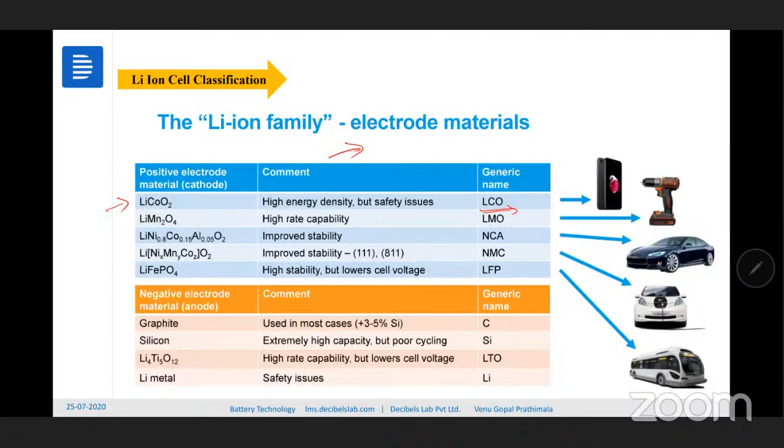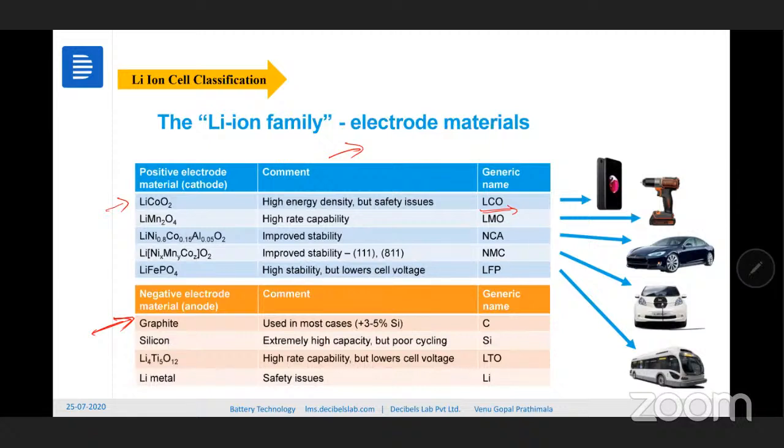Coming to the anode materials, as I told you, we commonly use graphite. But nowadays, to increase the capacity and the energy density of the cell, they are adding a small amount of silicon to the graphite, about 3 to 5%. If you look at the Tesla Model 3, they have different levels of silicon. They also tried only silicon instead of graphite. What they observed is that with silicon as the anode, they reach extremely high capacities, but poor cycling performance. Cycling means one charge and one discharge cycle, and we are losing most of the energy in that.